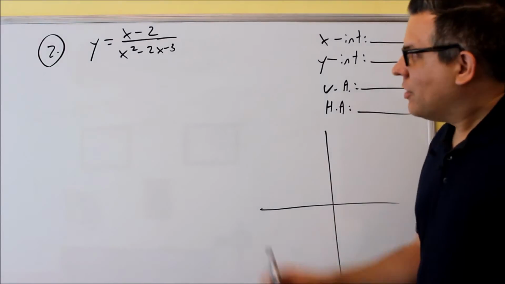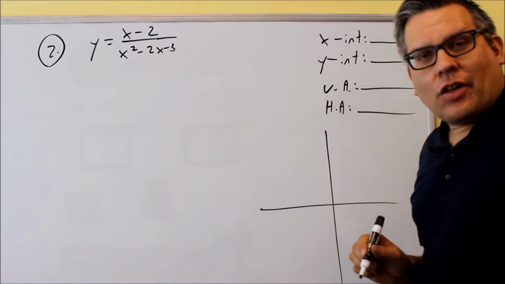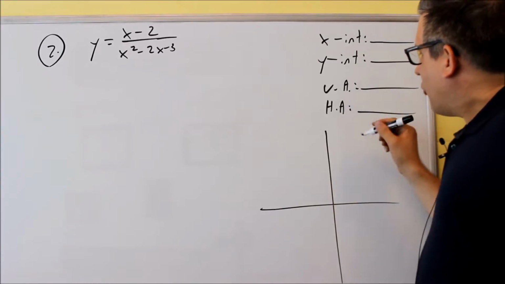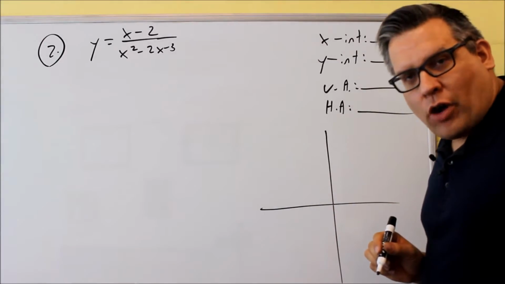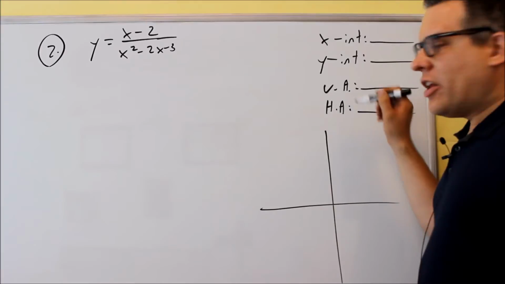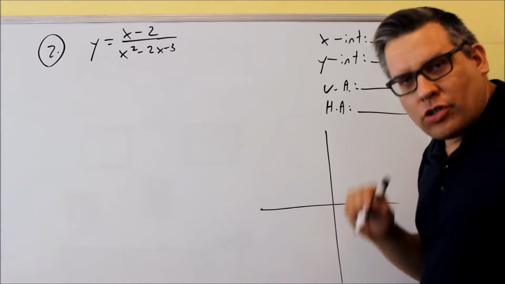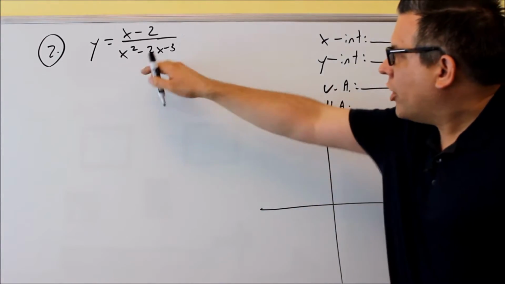Okay, number 2, we're given this rational function. We want to find this information, and then we're going to put it all together in a graph. So we're going to follow kind of the same procedure we did for question number 1 when we had to do the other one.